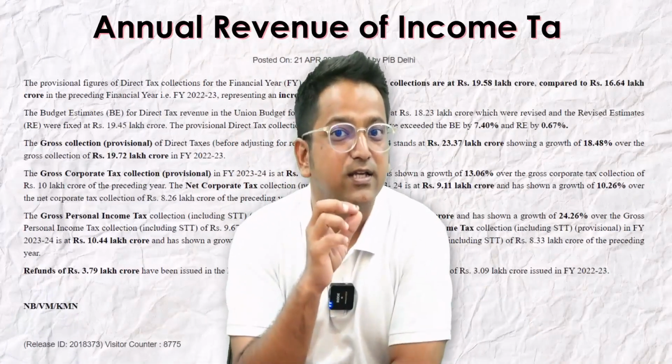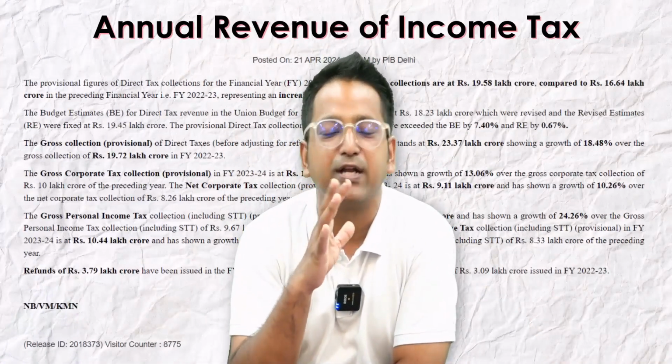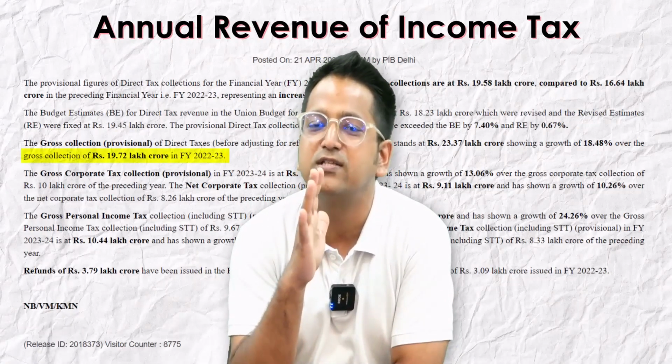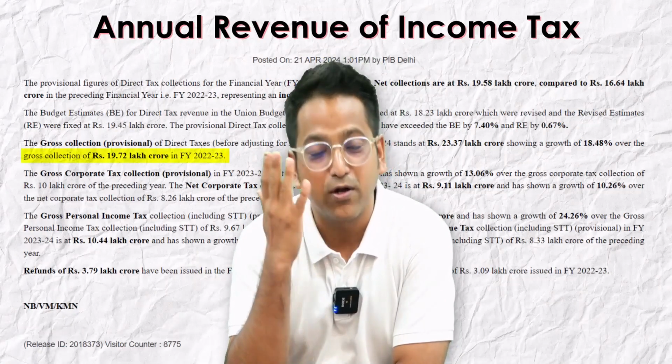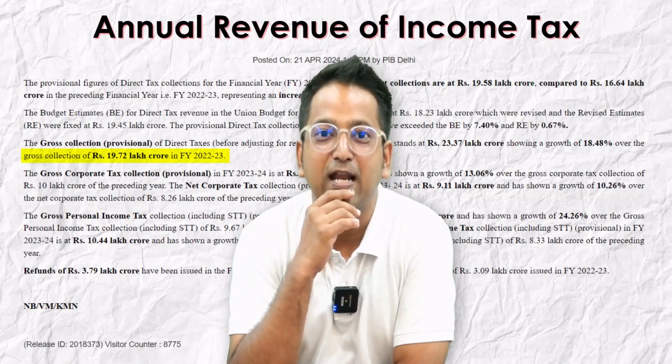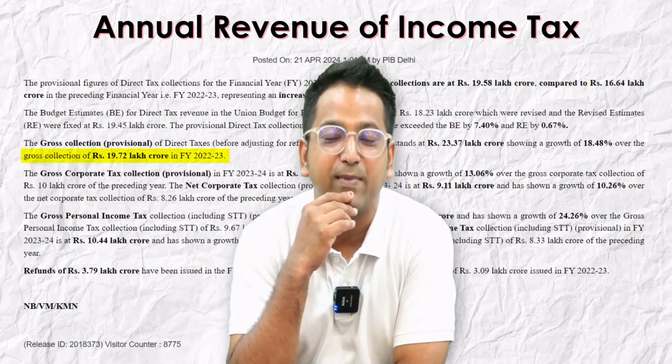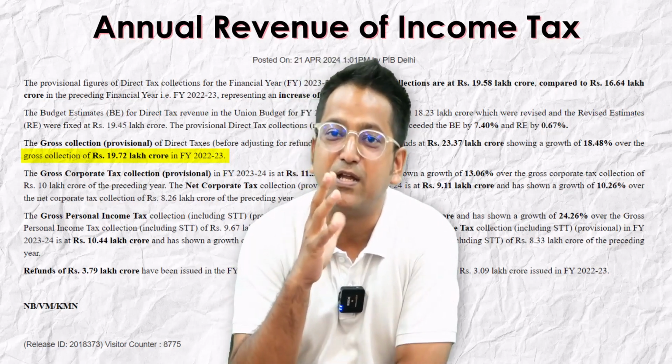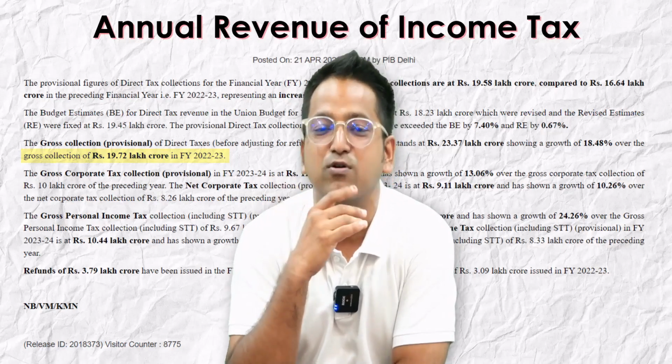The annual revenue from income tax as of today, do you know how much it is? It is 19 lakh crore rupees. This has increased a lot, because after the Modi government came to power, people realized black money would no longer work. I will have to show my income and pay the taxes rightfully.